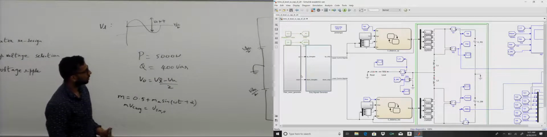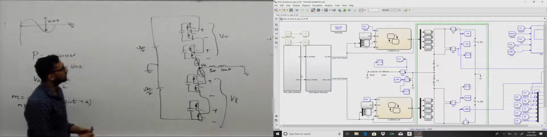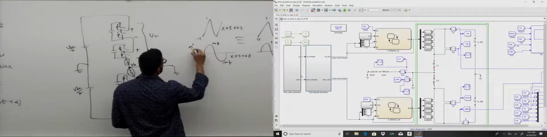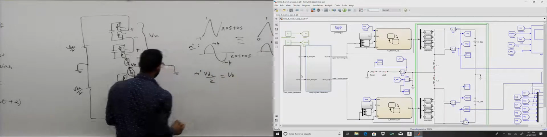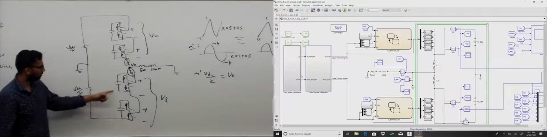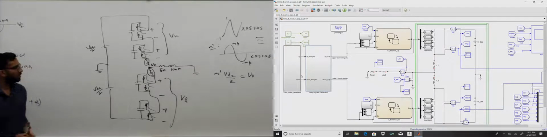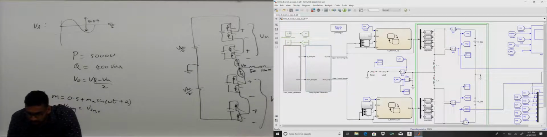But if you want to know the output voltage here with respect to ground, which is the midpoint of the DC bus, we could use this signal directly. Let's say this M dash with a peak of MP, then M dash times VDC by 2 is VO. And we give the same M dash to the lower arm submodules and upper arm submodules. Okay, so in short, all that I am saying is the modulation index that you see on your Simulink model, this modulation index multiplies VDC by 2 to give the output voltage.